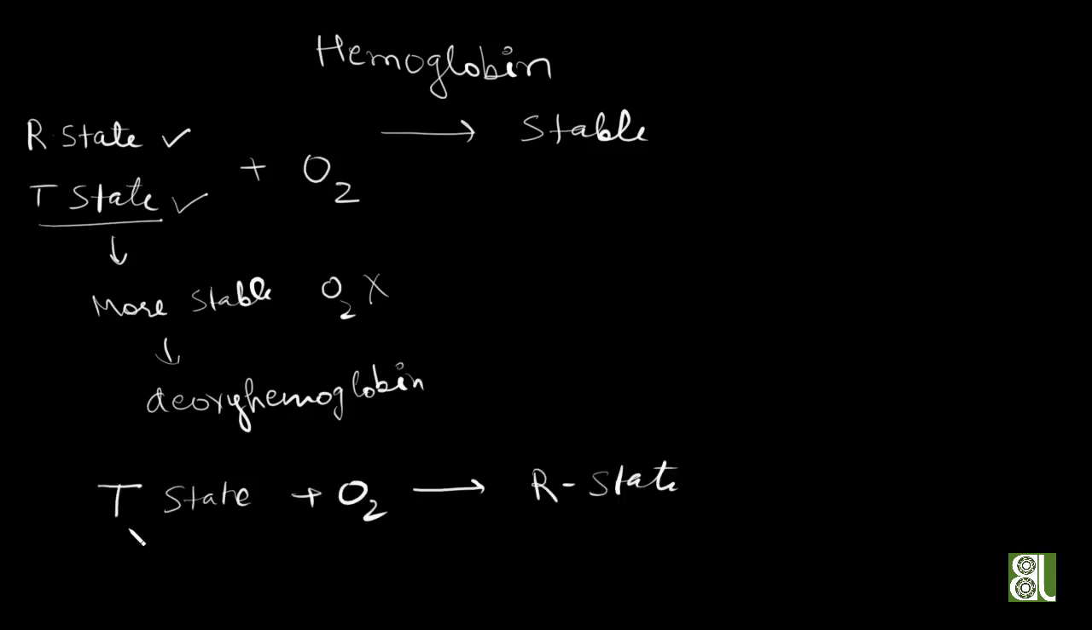When the hemoglobin is present in T state and oxygen gets bound to it, then it is converted to R state. But this conversion triggers a lot of structural changes in hemoglobin. The binding of oxygen causes the heme to assume a more planar conformation.